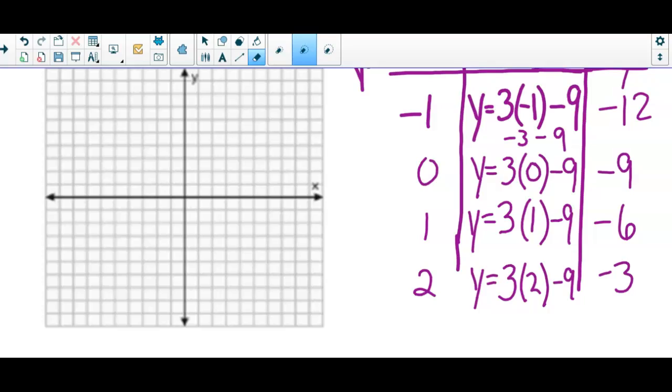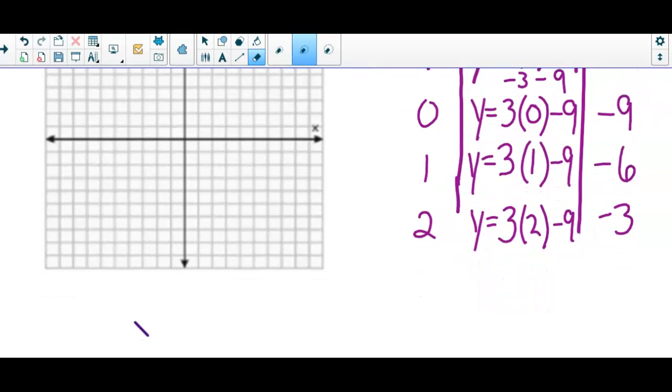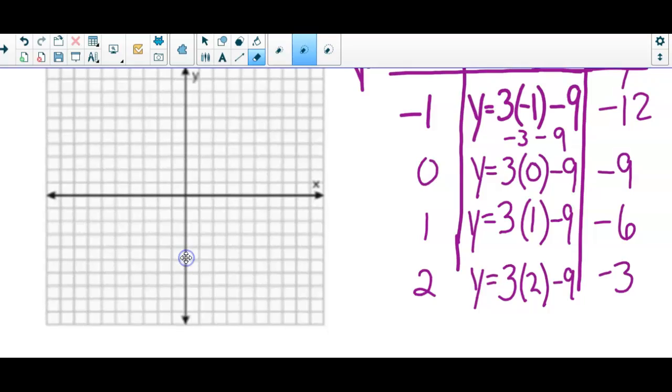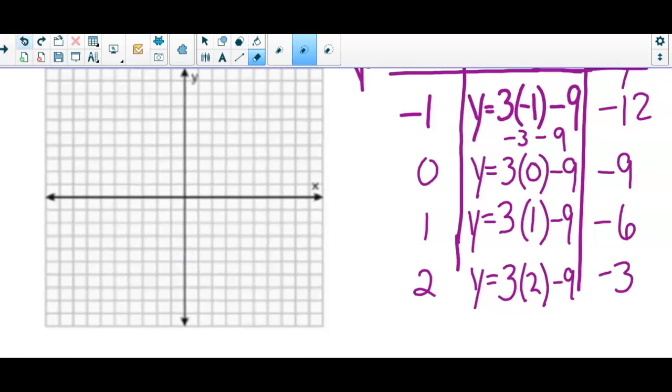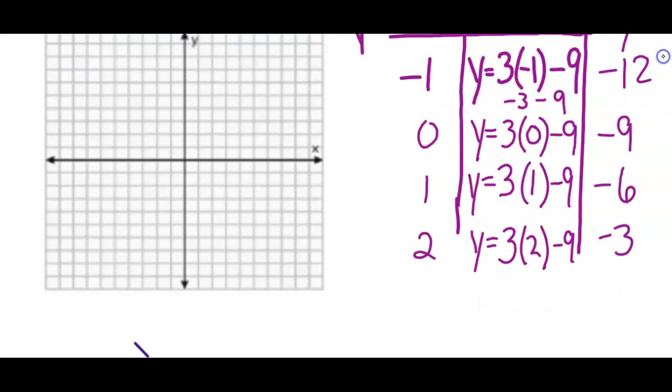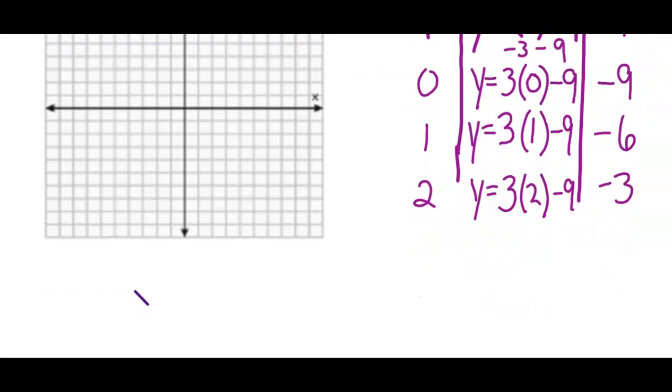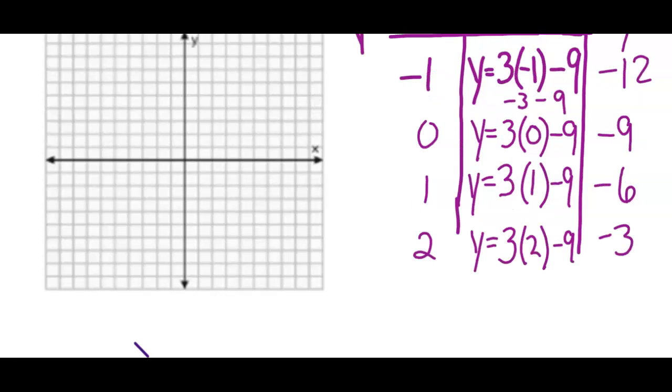So at -1, I go over to -1, and I'm going to go down 12. So there's 10 here. So I'm going to have to extend this a little bit. That wasn't what I wanted to do. And you can't see all of it. Okay, I'm going to have to extend this a little bit. I need to get my pen back, sorry.